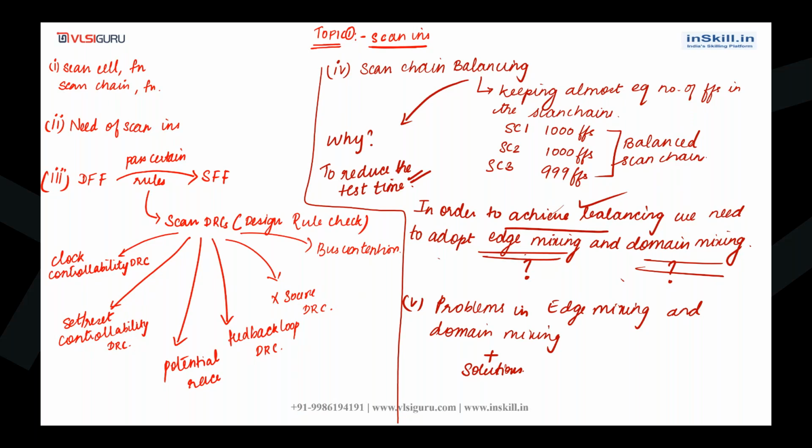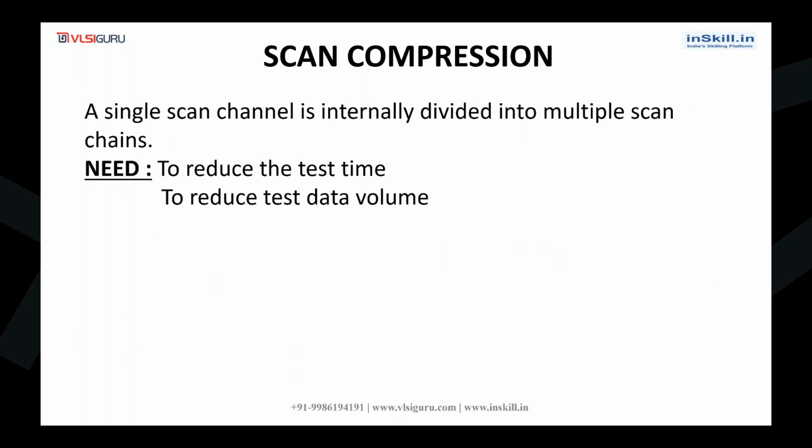Okay. And next is scan compression. Scan compression means a single channel is internally divided into multiple scan chains, or else you can also say that internal chains are compressed into external channels.